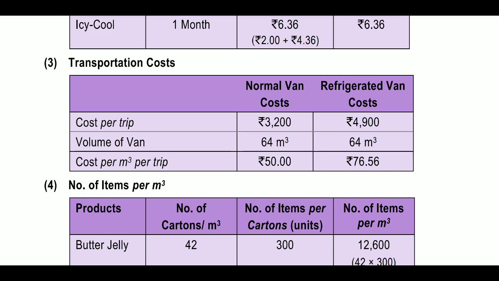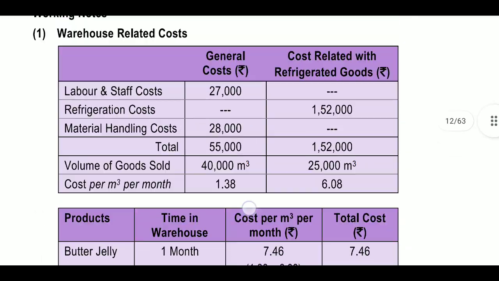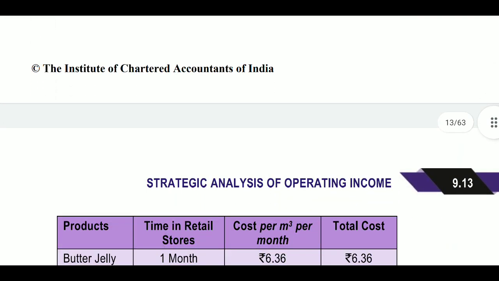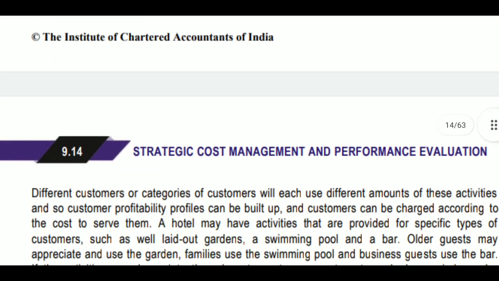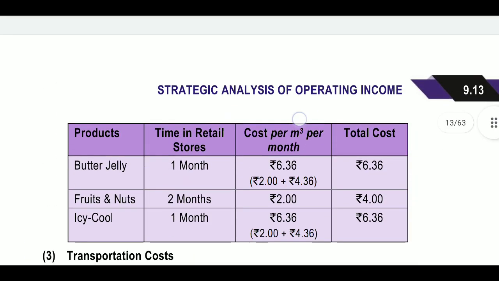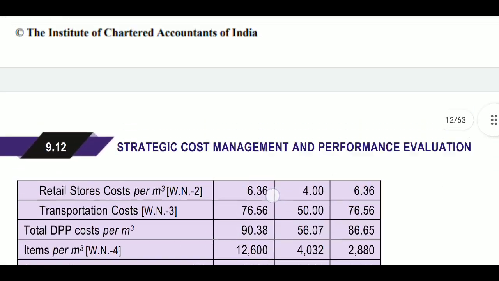And after that, the transportation cost is provided here in the DPP statement, cost per transportation provided. Total DPP cost, we will get the total DPP cost. Next, items per unit. For this we will see the working note that was provided. The number of items was calculated here, 42 into 300 items, so the number of items will be 12,600, 4,032, 2,880. Here we will provide the items per meter.